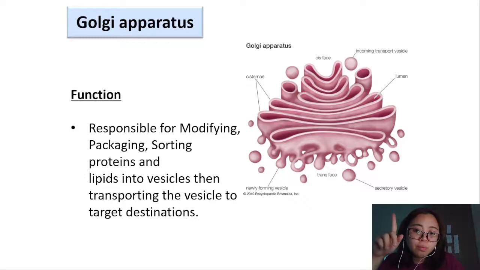They are responsible for modifying, packaging, sorting proteins and lipids into vesicles and then transporting the vesicles to target destinations. So kita tengok dia punya fungsi adalah untuk lepas dia terima, dia akan mengubah suai, modify, dia membungkus, package, sort, susun ataupun susun atur, sort them into vesicles and then transport the vesicle to target destination. Kemudian transport menghantar. So dia terima, dia mengubah suai, dia bungkus, dia susun dan dia hantar. So a lot like a factory.